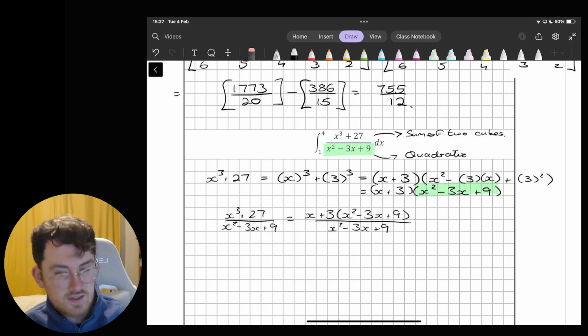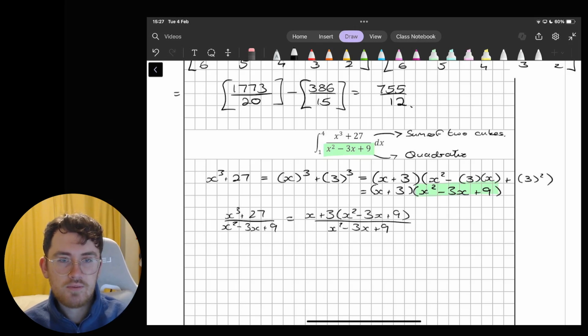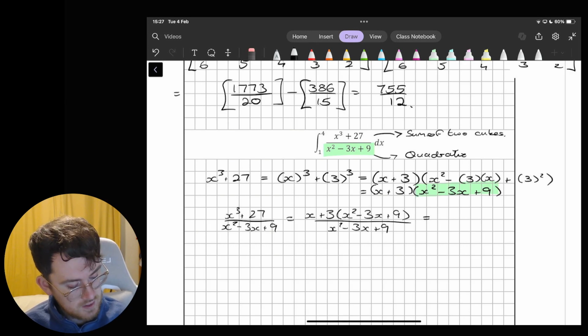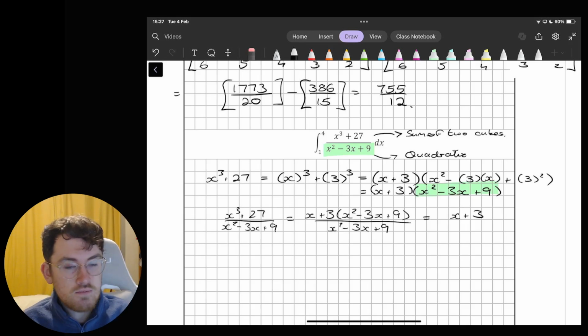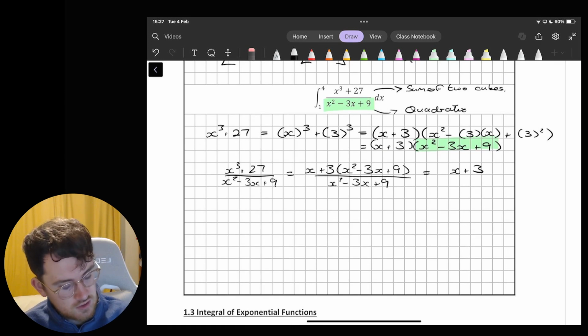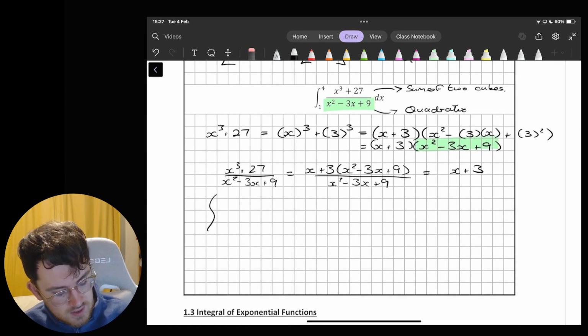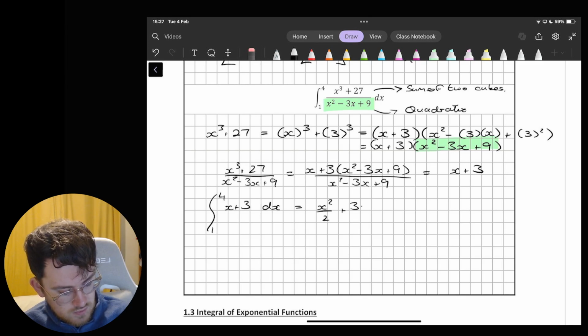So the quadratic expression that I have on the bottom of my fraction, on the denominator, is actually a common factor of the top as well. So I can reduce that fraction down to simply x plus 3, which is much, much nicer for us when it comes to our integration here. So we are now integrating between 1 and 4 the function x plus 3 with respect to x. So that's going to be x squared over 2 plus 3x evaluated at 1 and 4.